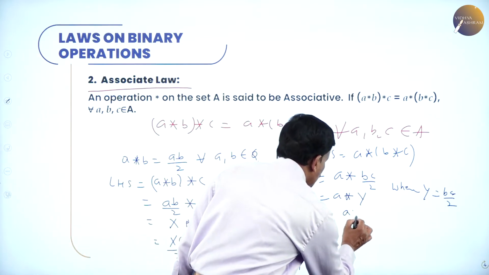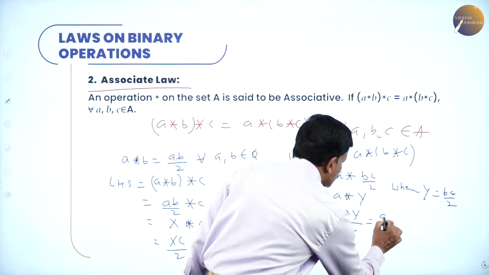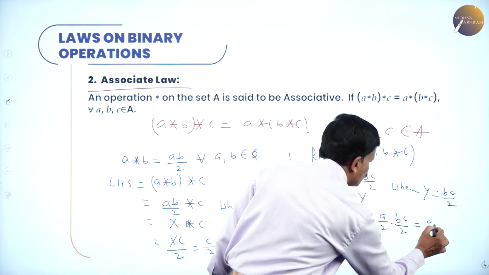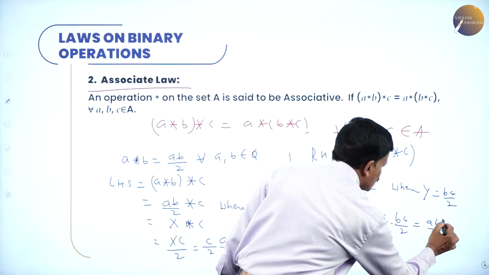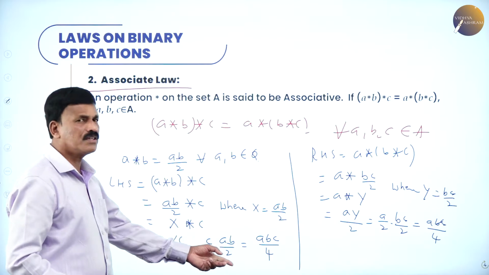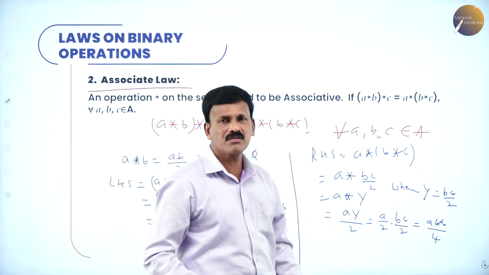Now since A star B is equal to AB by 2, A star Y is equal to A into Y divided by 2, that is A by 2 as it is. Substitute the value of Y, BC divided by 2. This is equal to ABC divided by 4. See here, left hand side ABC divided by 4, right hand side ABC divided by 4.